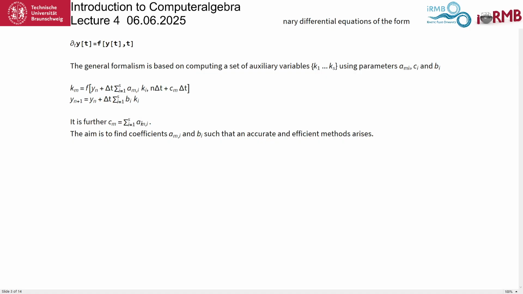There are a few constraints on this. c_m is basically the fraction of the time step at which you compute the slope, and this also implies that the a_mi sum up to c_m. And because this here is a weighted sum, the b_i also have to sum to 1. It is not actually written here, but okay.